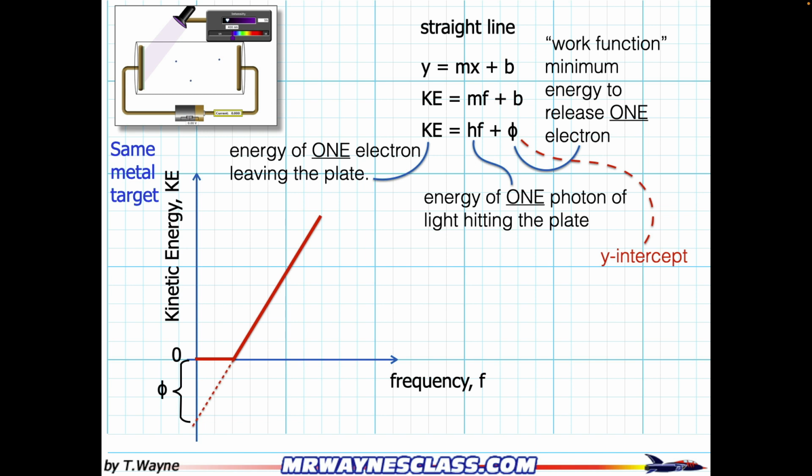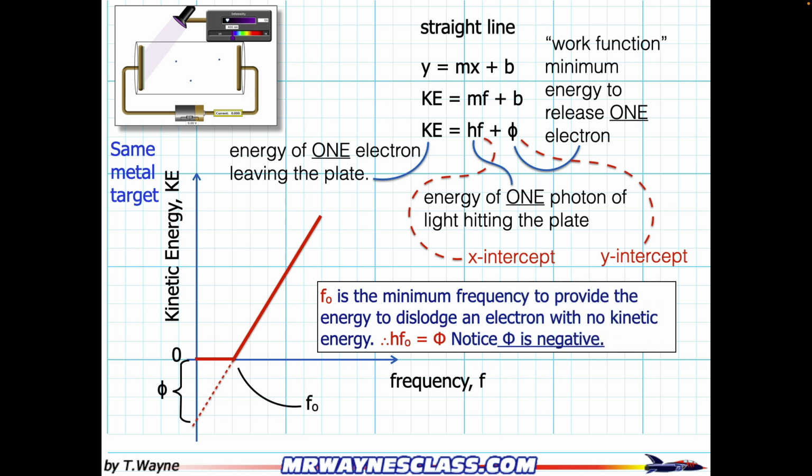The incident energy that comes in, that's going to be along the x-intercept. And so what I know here is that f naught, that's the minimum frequency to provide enough energy to dislodge an electron with no extra kinetic energy. So it just releases it, doesn't go anywhere yet. So in this case, the incident energy is equal to the work function. Remember, our work function is negative, but when we do the calculations, we'll actually make it a positive value to make that frequency right.